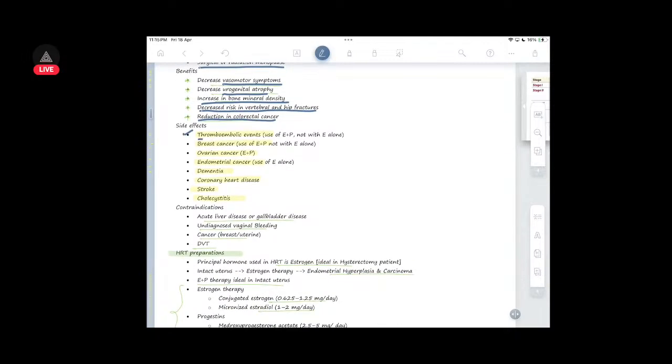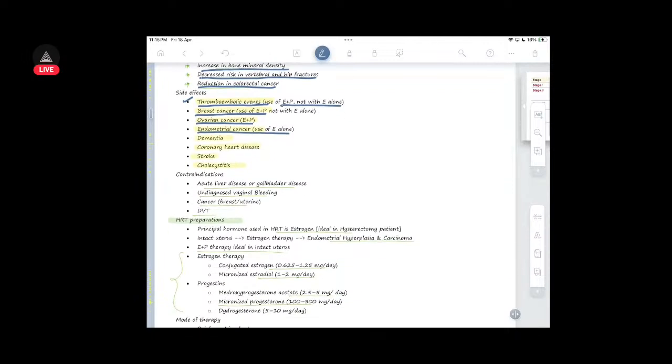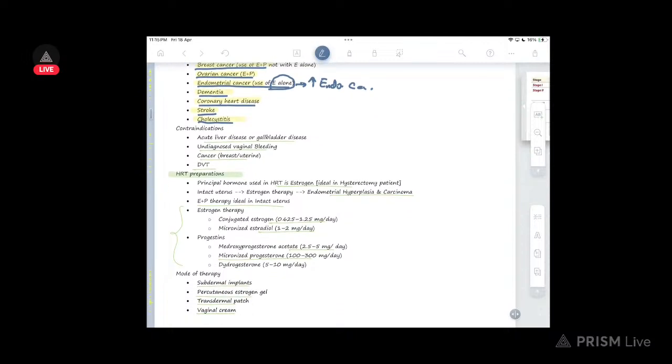So its effects can be thromboembolic events, seen with estrogen progesterone, not with estrogen alone. Breast carcinoma will be the side effect with estrogen and progesterone, not with estrogen alone. Ovarian cancer with estrogen and progesterone. Endometrial cancer, which is seen in use of estrogen alone. So estrogen alone will increase endometrial carcinoma. Dementia may be seen, coronary heart disease will be there, stroke will be there, cholecystitis will be there.